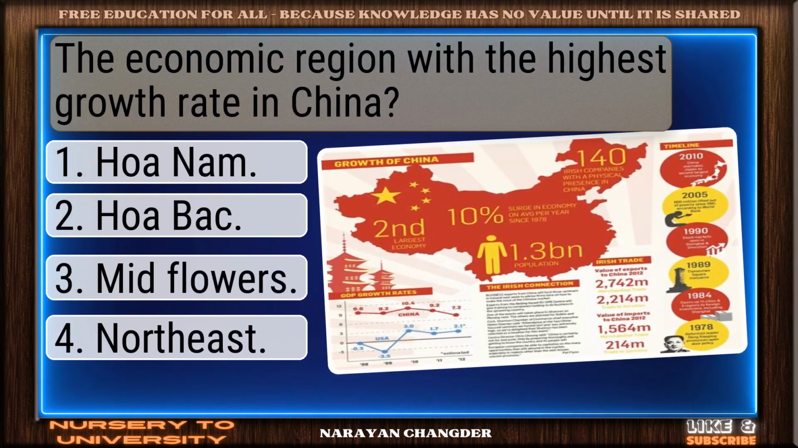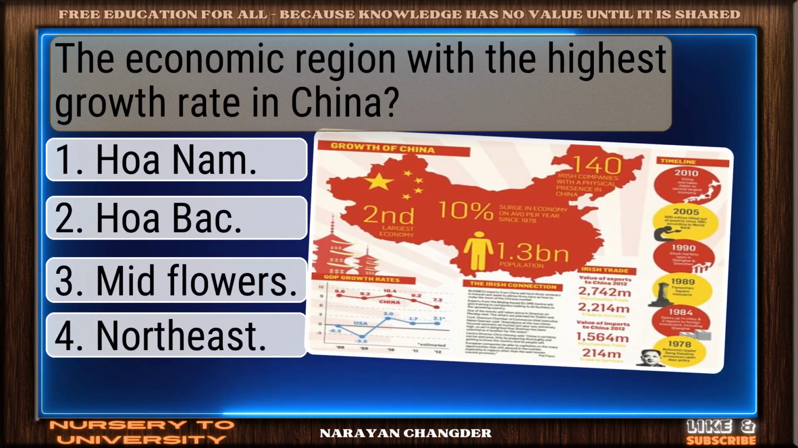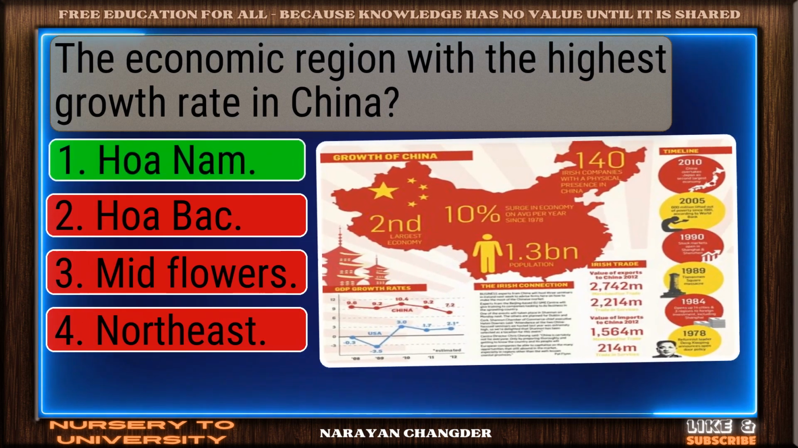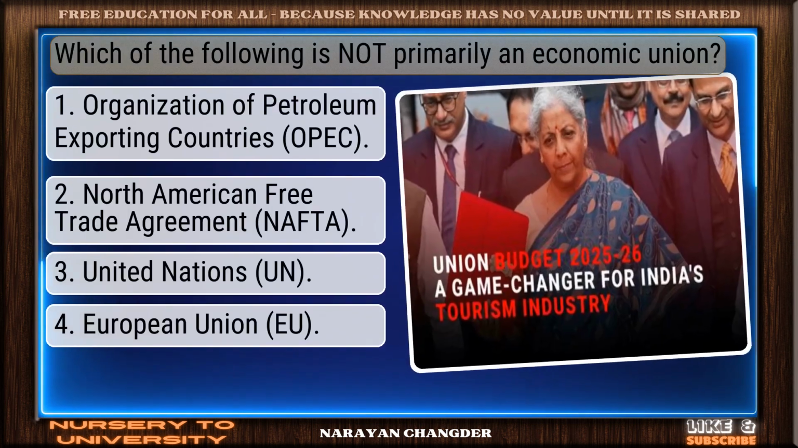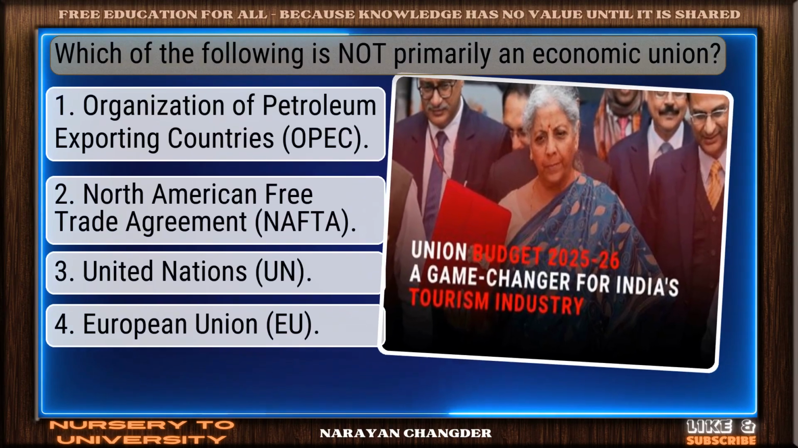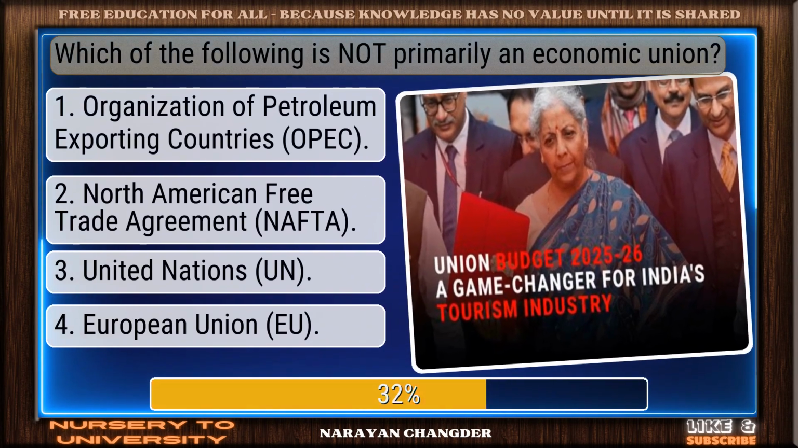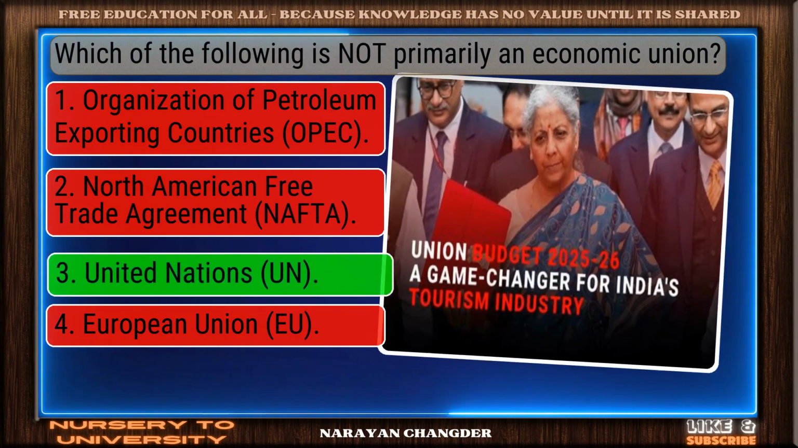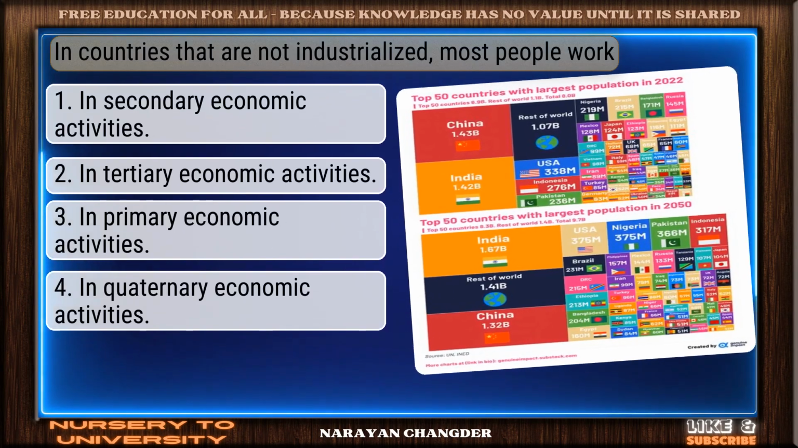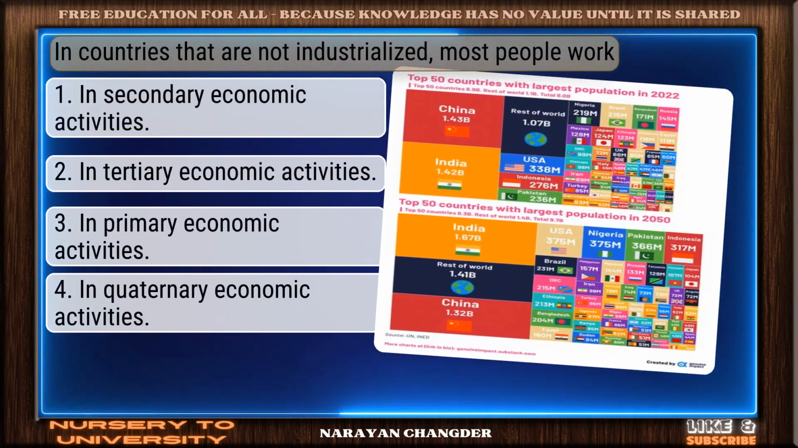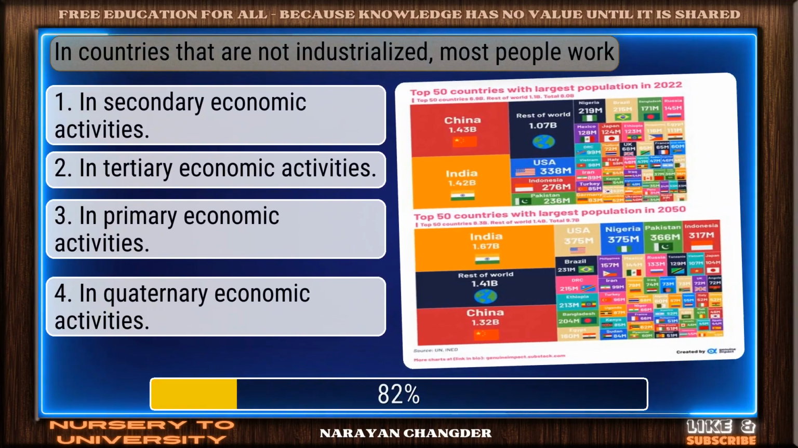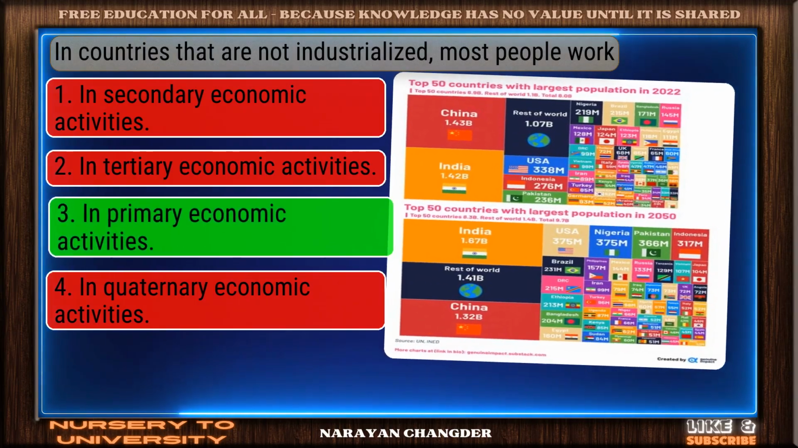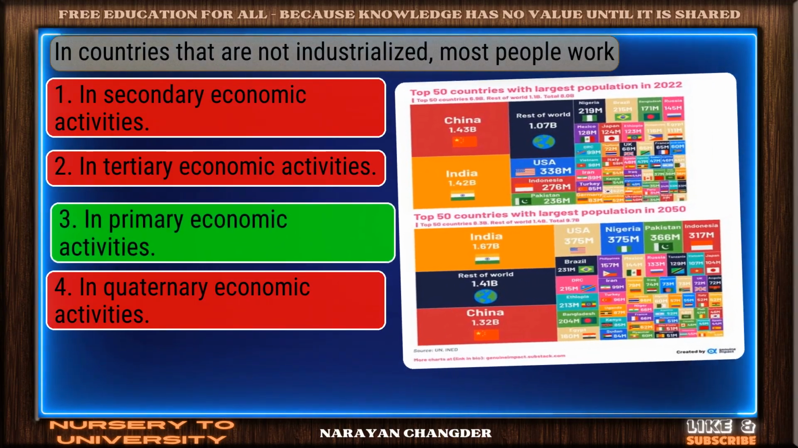The economic region with the highest growth rate in China. Excellent. Hainan is a brilliant choice. Which of the following is not primarily an economic union? Strong choice. United Nations is the right answer. In countries that are not industrialized, most people work. Well picked. In primary economic activities is the correct answer.